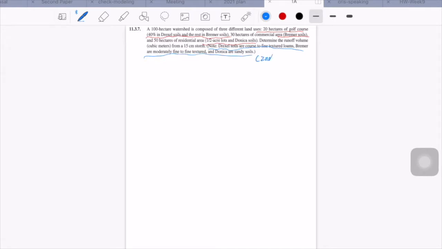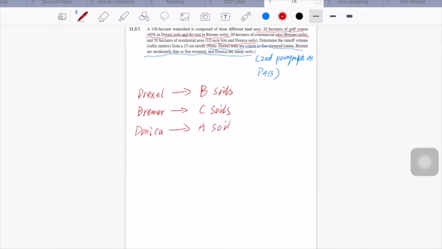So based on the soil descriptions and the second paragraph on page 413 in the textbook, we can determine that the Drexel soil belongs to the group B soils, and Bremer soil belongs to the group C soils, and Dolic soil belongs to the type A soils.